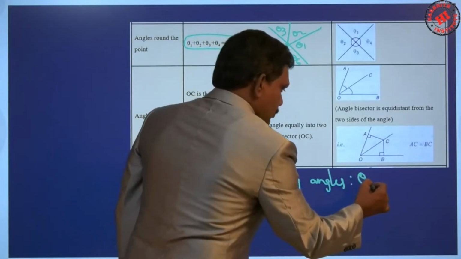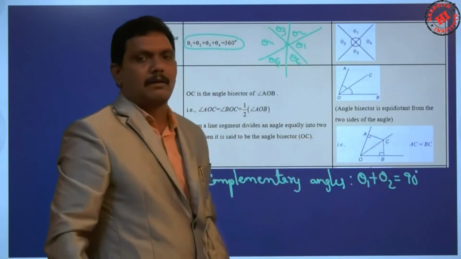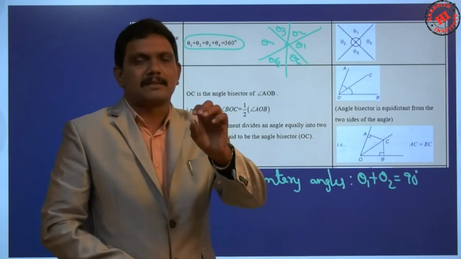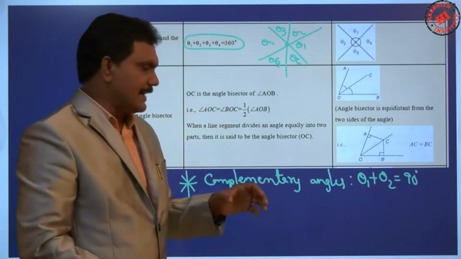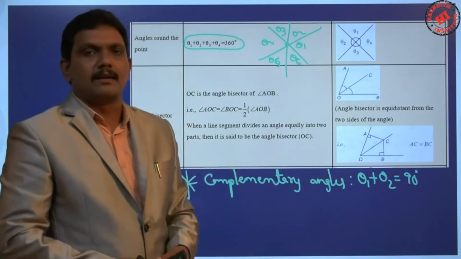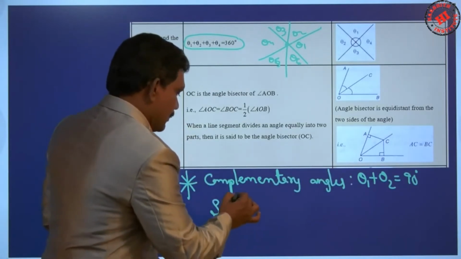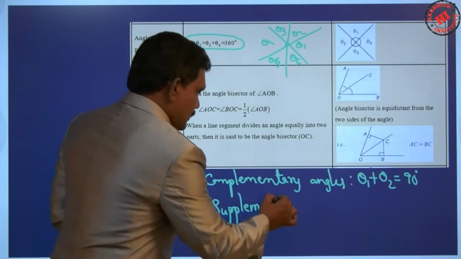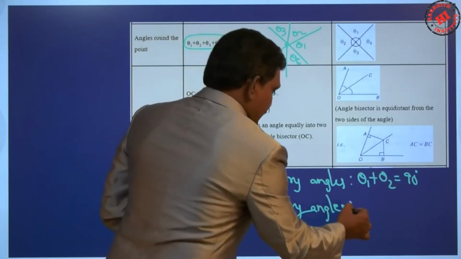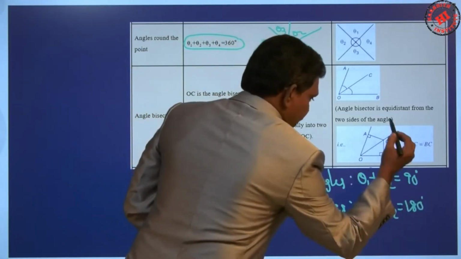if the sum of two angles is equal to 90 degrees, then they are called complementary angles. Very important bit. Around 5% of the bits from geometry can be expected on this point. Complementary angles: sum of two angles is 90 degrees. What about supplementary angles? Sum of two angles is 180 degrees, then they are called supplementary angles.